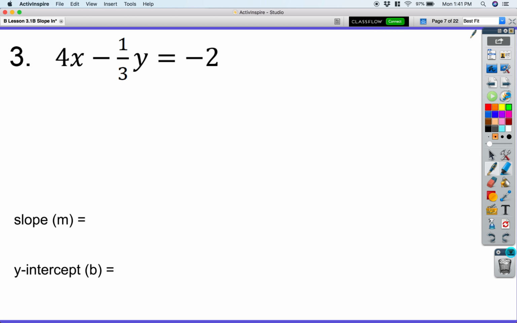The next one's really tricky because remember, I'm trying to get this in y equals mx plus b form. That's what slope-intercept form is called, which means I need to get this y all by itself. So the first thing that I would do is I would subtract 4x from both sides. This would give me -1/3 y is equal to -4x minus 2. Remember, I can't combine these because this has an x and this 2 does not.